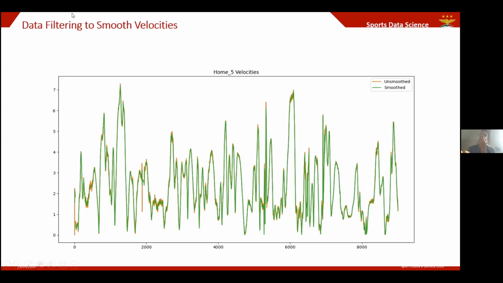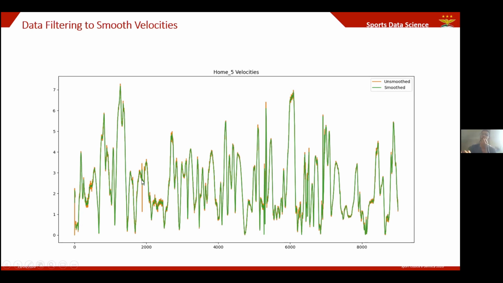As you can see, the orange one is unsmoothed, the green is smoothed, and in places where there are rapid changes of velocity, the function is able to give something a little bit more realistic, especially here. I have no idea what's happening here. It seems like this player changed velocity very quickly, and the smoothing function was able to at least minimize this a little bit.